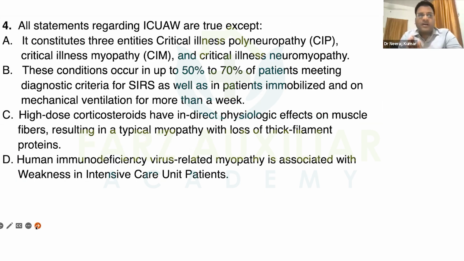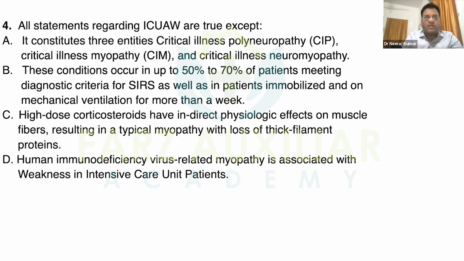Now, again, a very important one. You think that the examiner wants to test the concept of your ICU-AW, that is ICU-associated weakness. Now, again, the concept is, I want to test one answer, which is the most wrong, the most inappropriate answer. Now, the question is, it constitutes the 3 entities like CIP, critical illness polyneuropathy, like critical illness myopathy, and critical illness neuromyopathy, like CIPMN, or combination of both CIP as well as CIM. Although it's a very big chapter, I have given few options where we can discuss few things more.